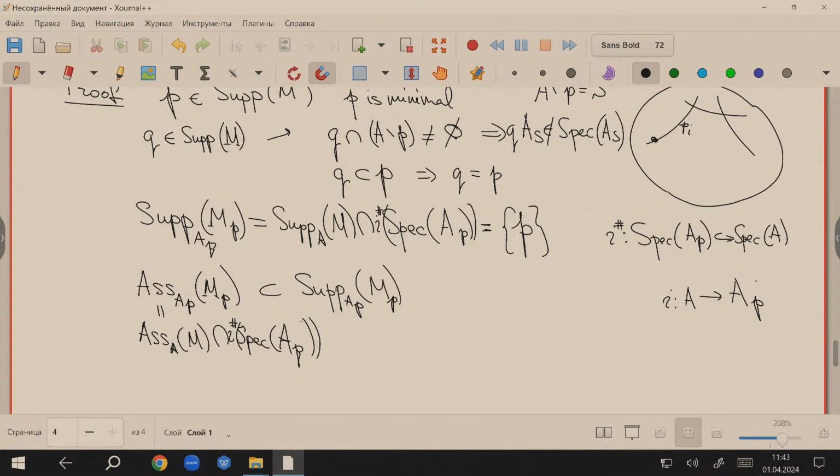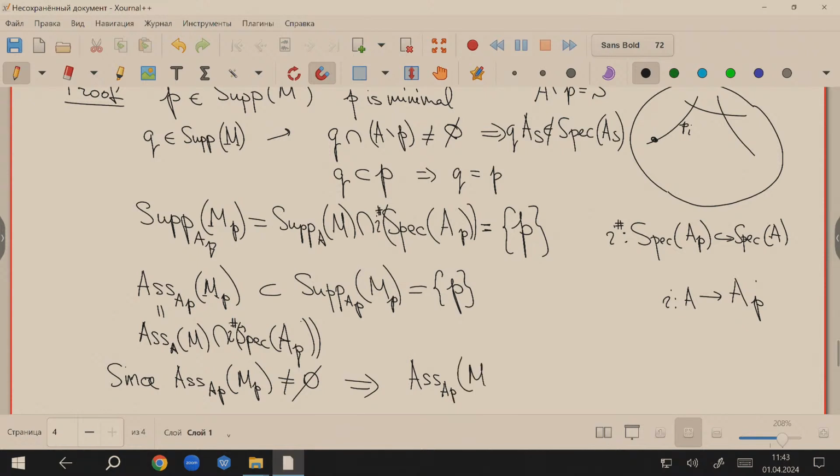And the support is equal to P. And what are the options for this set? It is either empty or it is equal to P, but it should not be empty. Since we have proved that this is not empty, the ring A was Noetherian, so the localization is Noetherian. So this implies that the set of associated prime ideals is exactly equal to P.